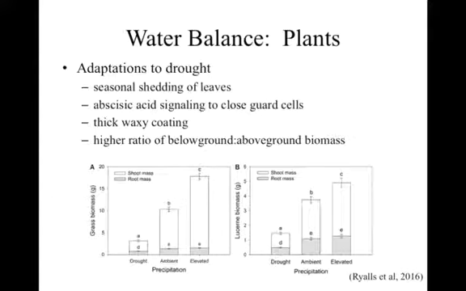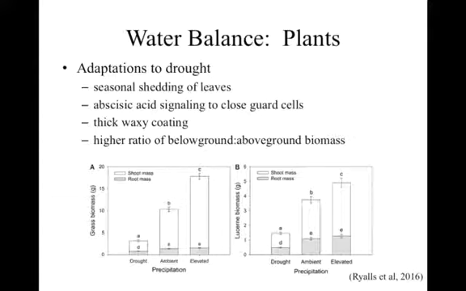One, they can do seasonal shedding of leaves. And so plants that have sort of periodic, seasonal, predictable droughts will often just drop their leaves during the drought period. And that way they don't photosynthesize, but they're also not losing any water out through the leaves, through the stomates, because they have no leaves.